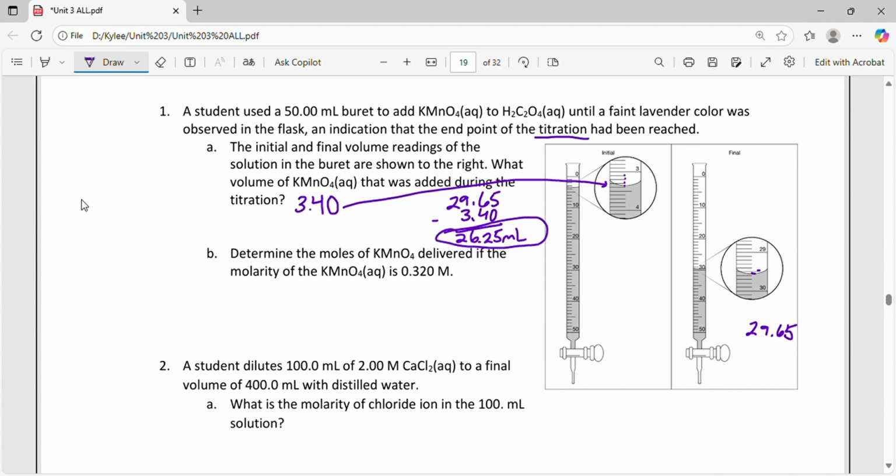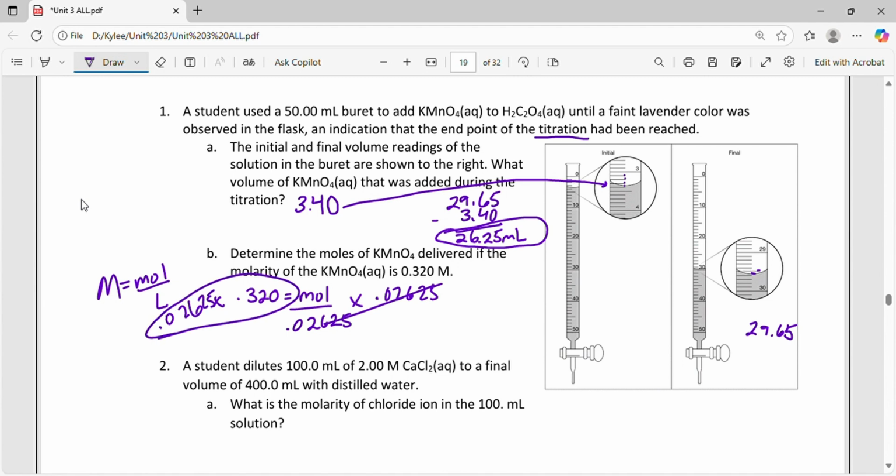Next, it says determine the moles of KMnO4 that was delivered if the molarity is 0.320. So again, molarity is moles over liters. They gave me the molarity as 0.320. I'm looking for moles, and then I just found the volume in part A, so I'm going to put that as 0.02625. And then to solve this, I'm going to multiply both sides. That will cancel. Again, I put my volume into liters. That's why it's 0.02625. And then I can multiply these two numbers, and that's what's going to give me my moles.